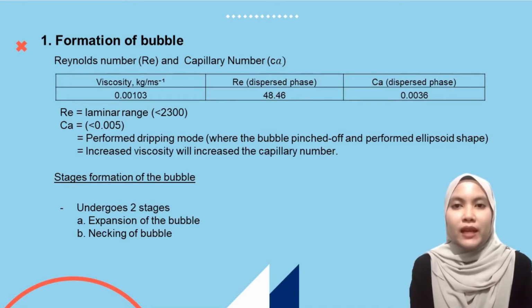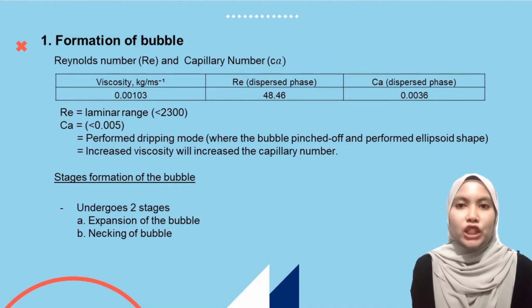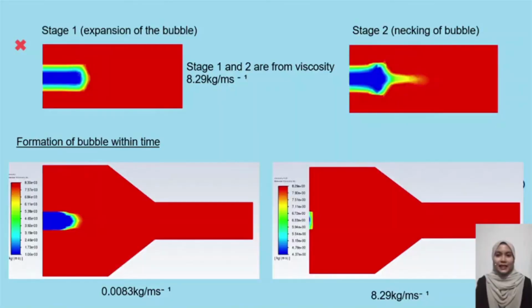The capillary number that was obtained is also in range, which is below 0.005, and this bubble formation is in dripping mode, where the bubble is pinched off and forms an ellipsoid shape. In this analysis, when the viscosity increases, the capillary number increases. After the Reynolds number and capillary number are kept in range, next is to analyze the stage formation of the bubble. In this bubble formation, it undergoes two stages, which are expansion of the bubble and necking of the bubble. The stages were obtained using the viscosity of oil at 8.29.